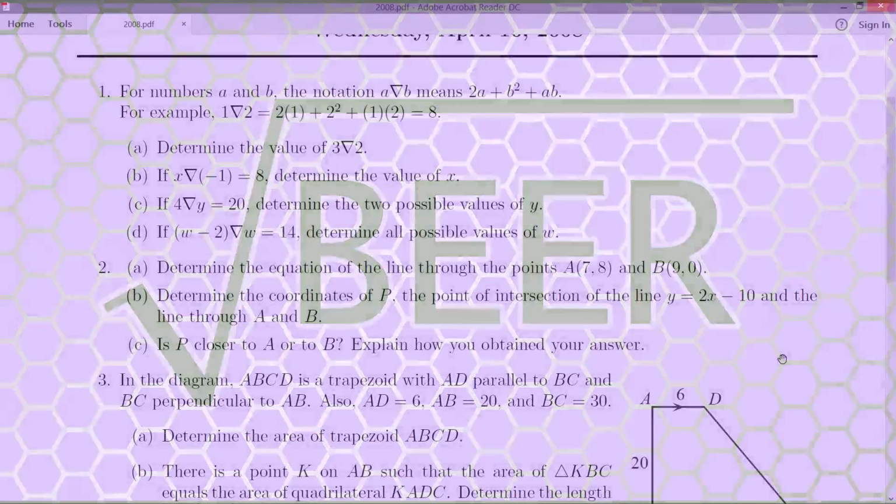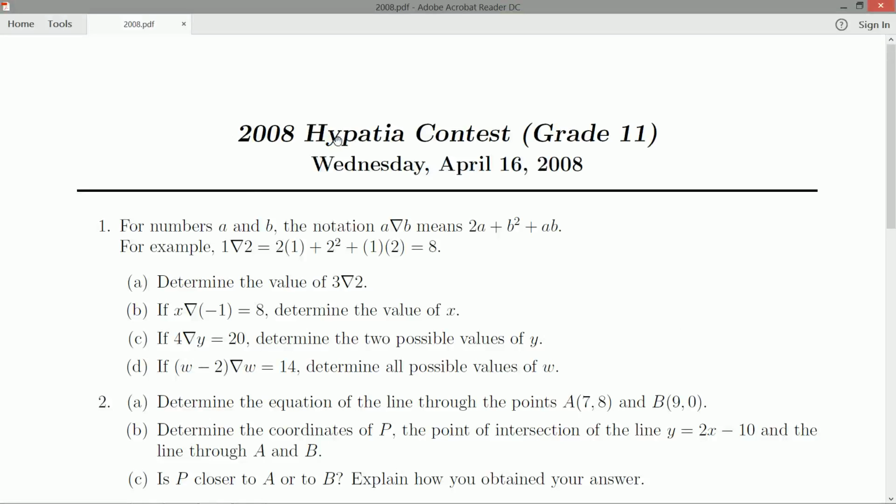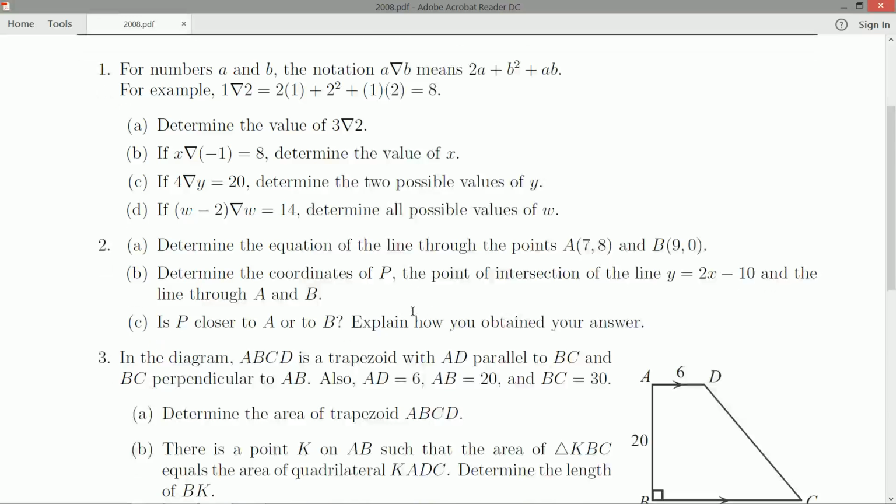Welcome back. We're looking at question number 2 on the Hypatia contest from 2008. So just 3 parts to question 2 here, an A and a B and a C. Let's see what we've got. Determine the equation of the line through the points (7, 8) and (9, 0). Okay, this shouldn't be too bad. This is sort of grade 9 stuff.